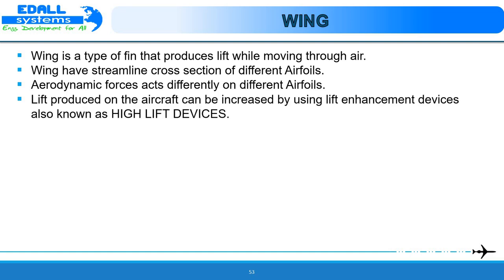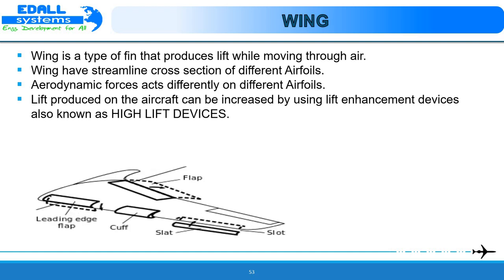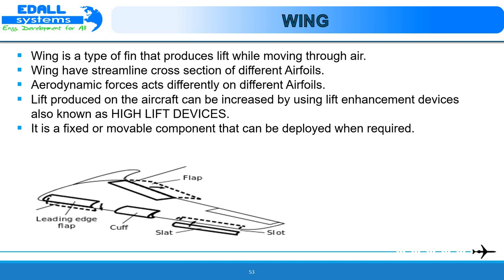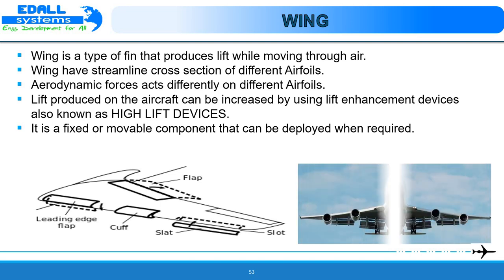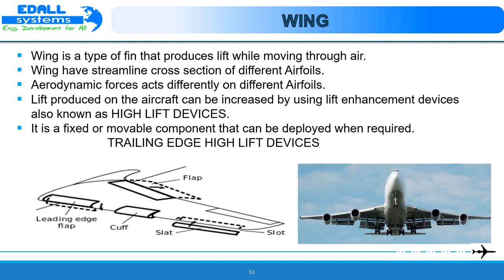Lift produced on the aircraft can be increased by using lift enhancement devices known as high lift devices. These are a few of the high lift devices that are present on the wing, like leading edge flaps, cusps, slats, slots, and flaps. It is a fixed or movable component that can be deployed when required. There are two types of high lift devices: trailing edge high lift devices and leading edge high lift devices.